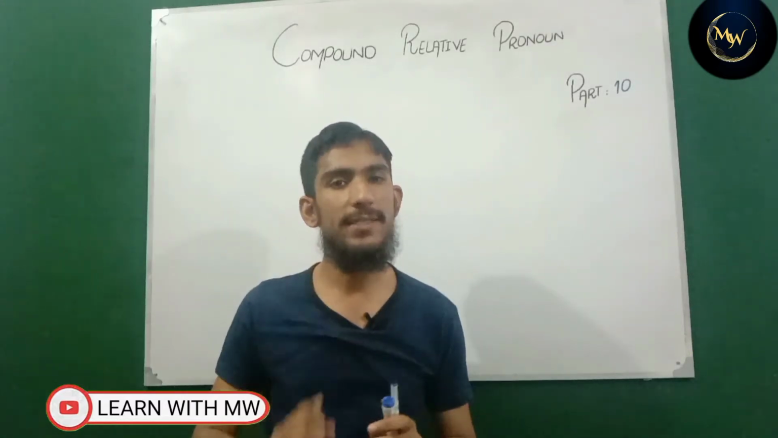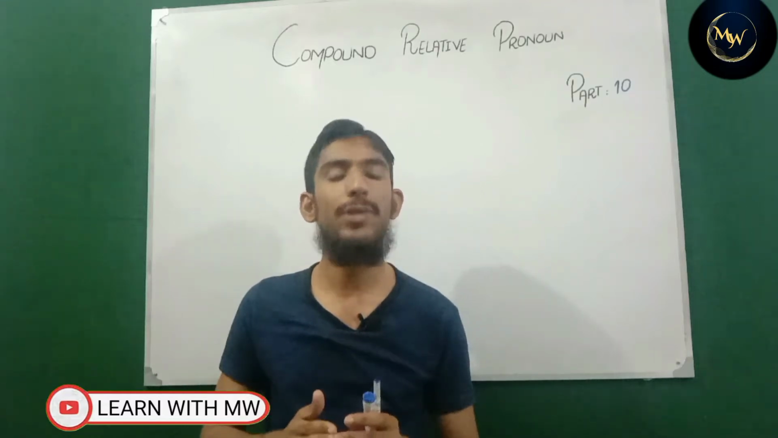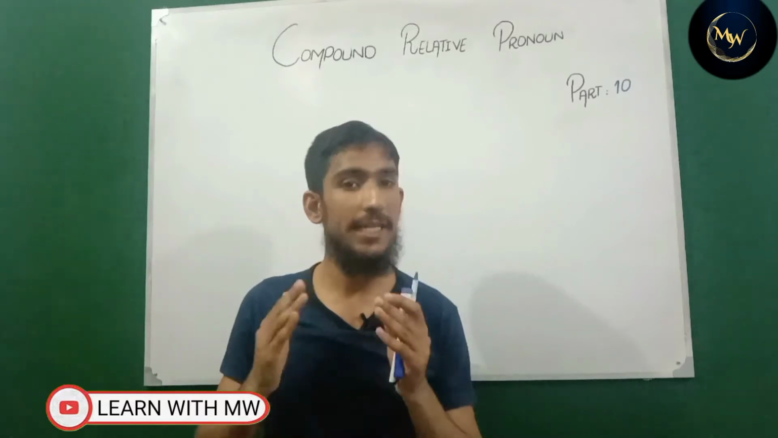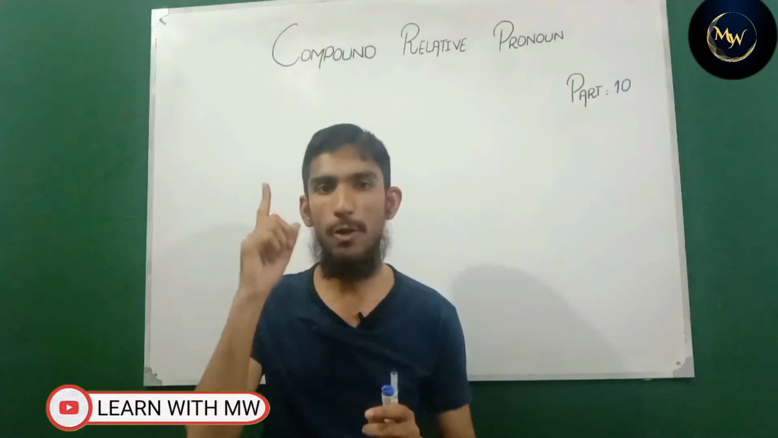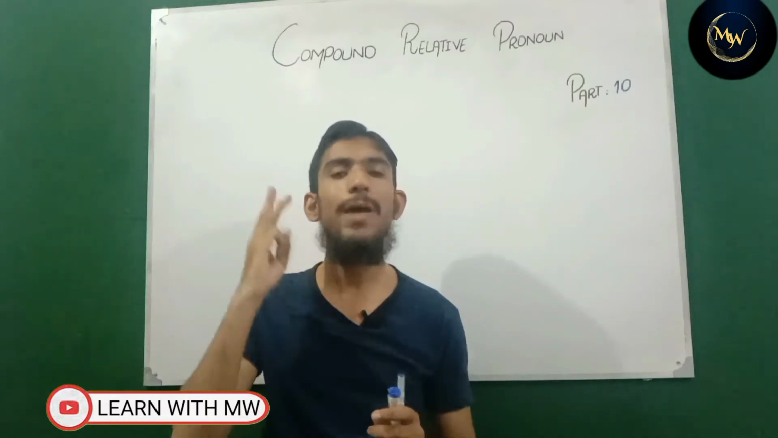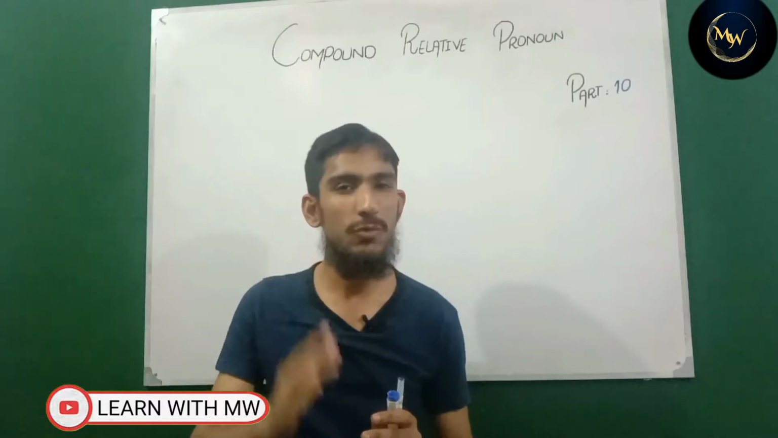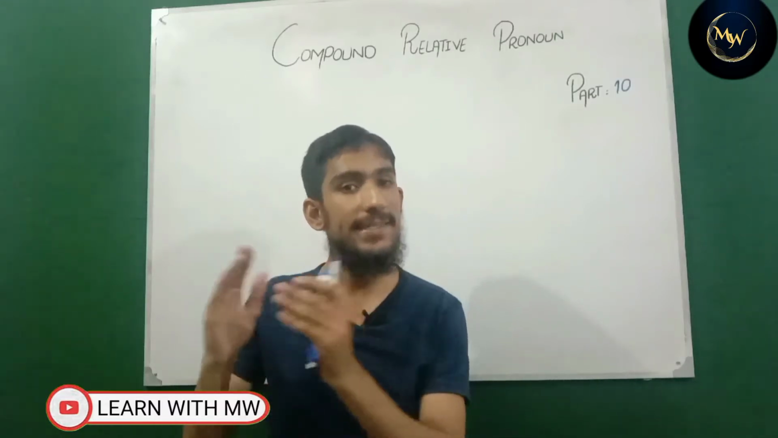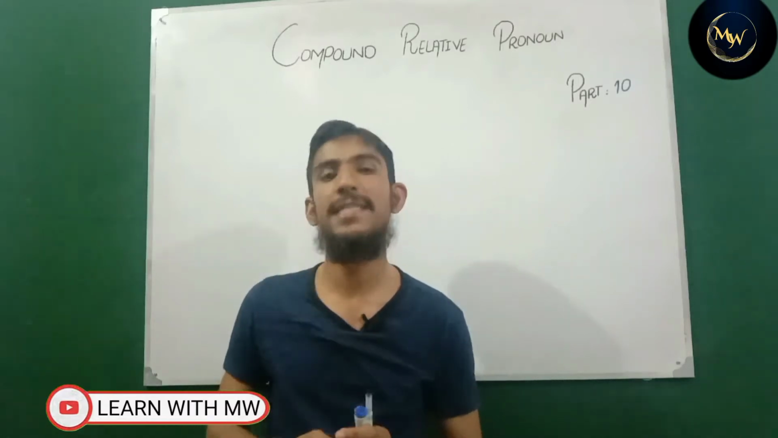Viewers, in part 6 we discussed relative pronouns, that is, what a relative pronoun is in English grammar. Then we discussed and defined what an antecedent is. And then in part 7 we discussed the uses of the relative pronouns who, whom and whose. And then in part 8 we discussed the uses of the relative pronouns which, what, that, and some of the other relative pronouns, which are as and but, in a very grammatical and conceptual way.